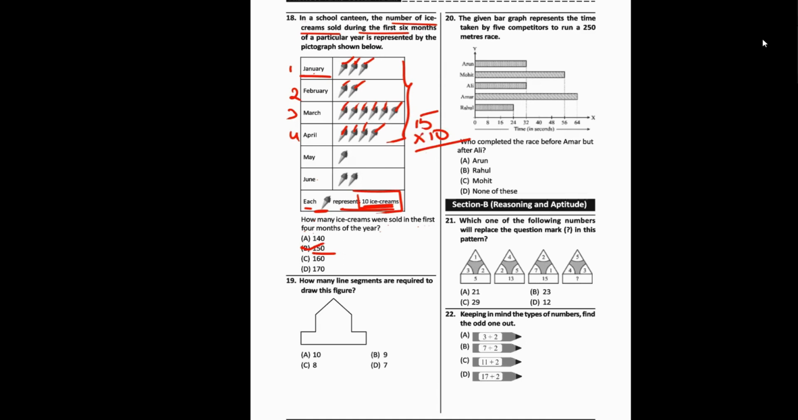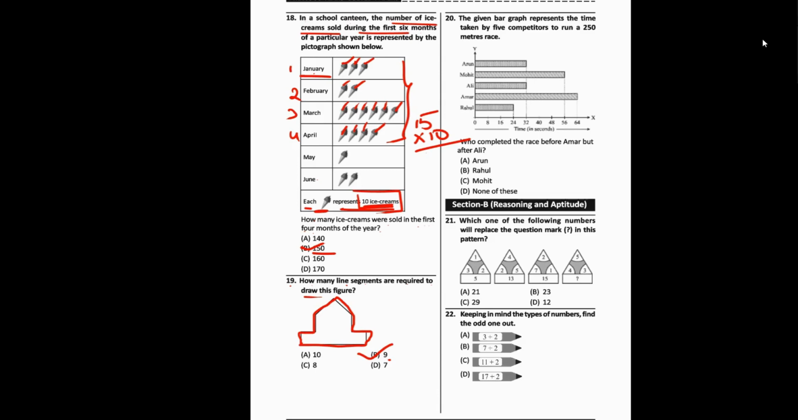Okay, everyone? Next, number 19. How many line segments are required to draw this figure? Line segments, simply count the lines. 1, 2, 3, 4, 5, 6, 7, 8, and 9. Line segments can be straight, sleeping line, standing line, slanting line, anything. All lines come under this, okay? So 9 lines, hence option B, 9 line segments are required to draw this figure. Got it? Next, number 20.